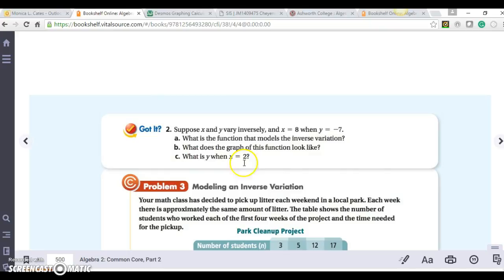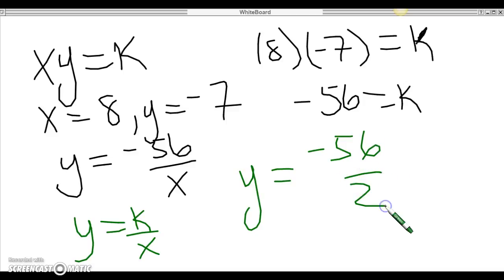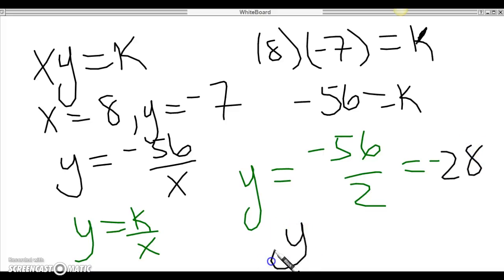Then it says, what is y when x is 2? So we already have the function, so y equals negative 56 divided by 2. So that means that y equals negative 48. No, that's not right. That can't be right. Sorry about that. I'm going to just use my calculator. 56 divided by 2 is 28. Sorry about that. Negative 28. So y equals negative 28 when x is 2. I hope this helps.